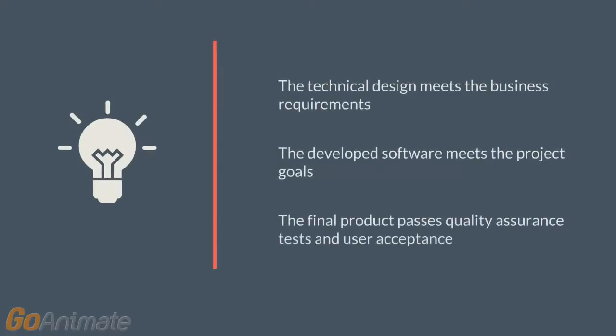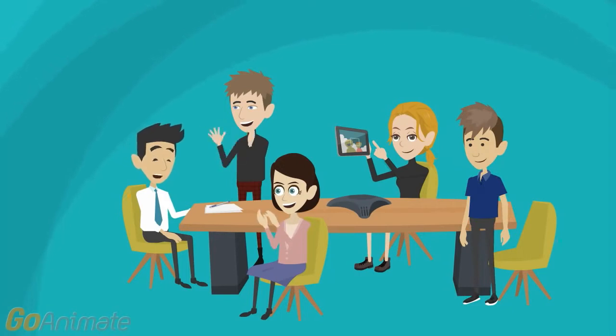After the requirements handoff to the technical team, the BA works on ensuring that the technical design meets the business requirements and usability standards, the developed software meets the project goals, and the final product passes quality assurance tests and user acceptance. Now it's obvious that the business analyst plays a crucial role in the success of any project from the start to the finish. The BA role is very important to ensure that the solution produced meets the business goals of all stakeholders involved.